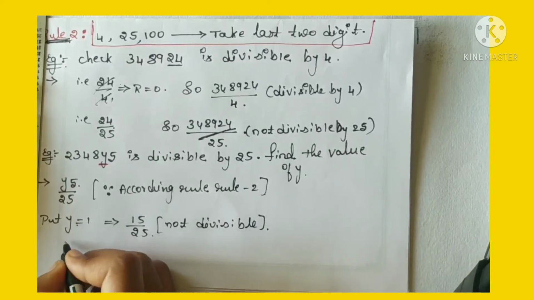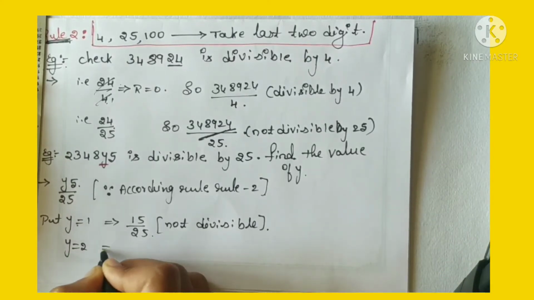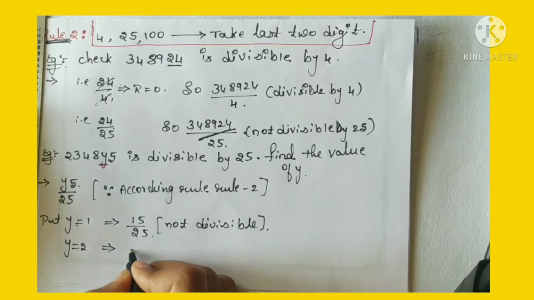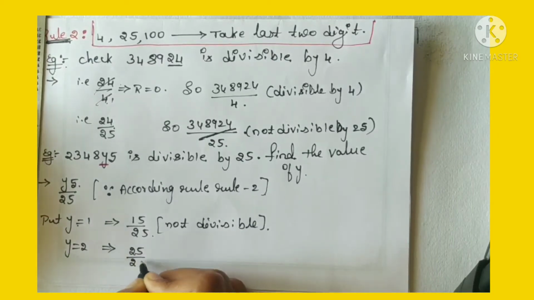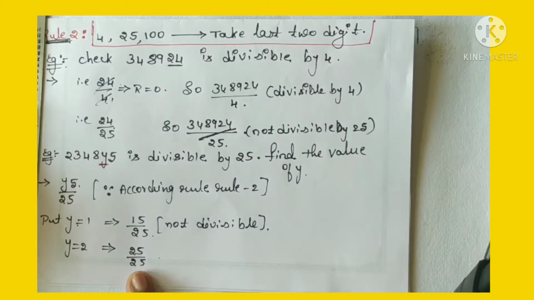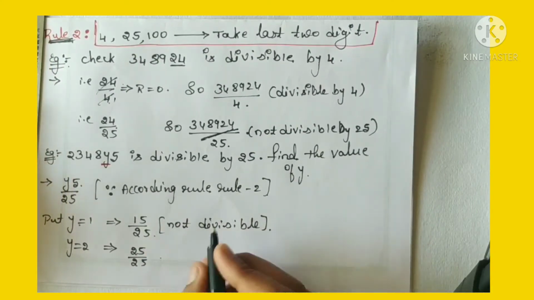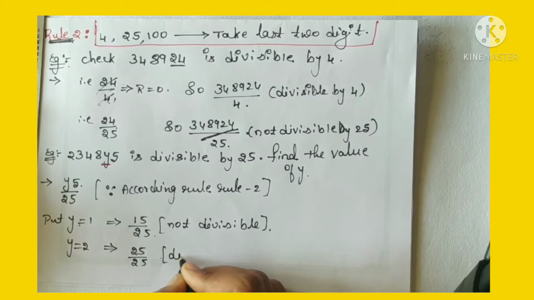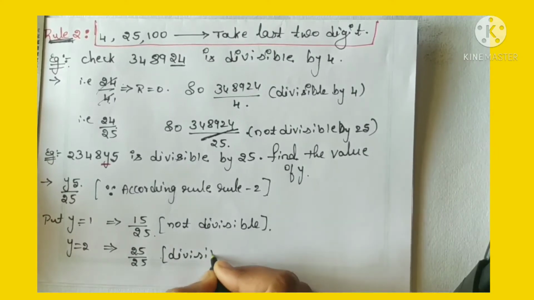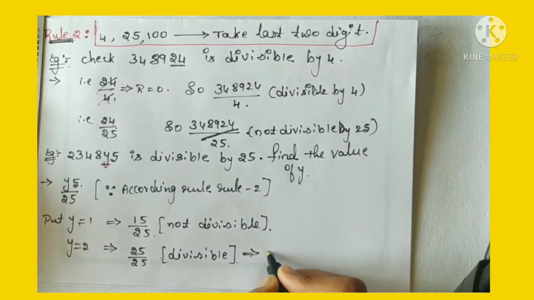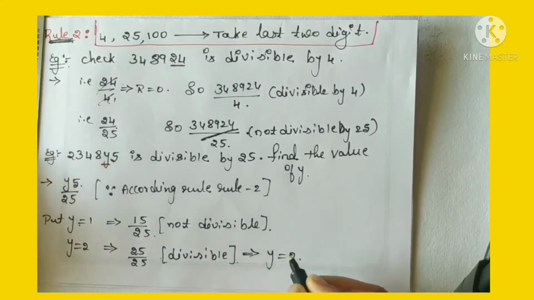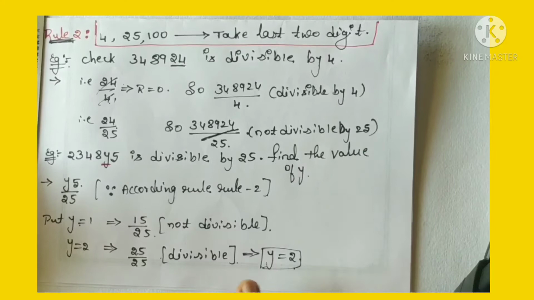Similarly, when we put y equal to 2, 25 divided by 25. Here 25 divides completely by 25, so it is divisible. Therefore, from this we can say that the value of y is equal to 2. Now we have found the value of y, that is 2.